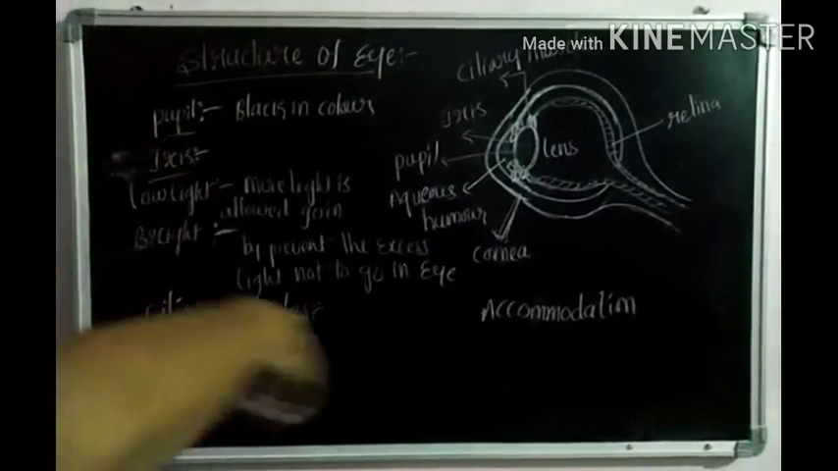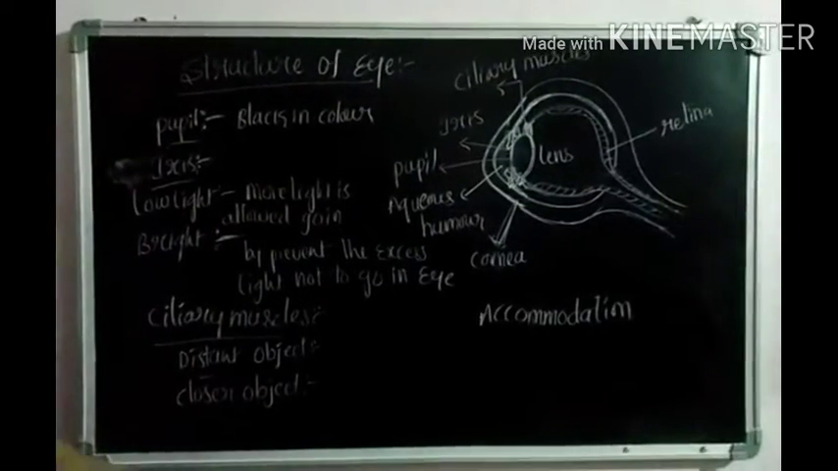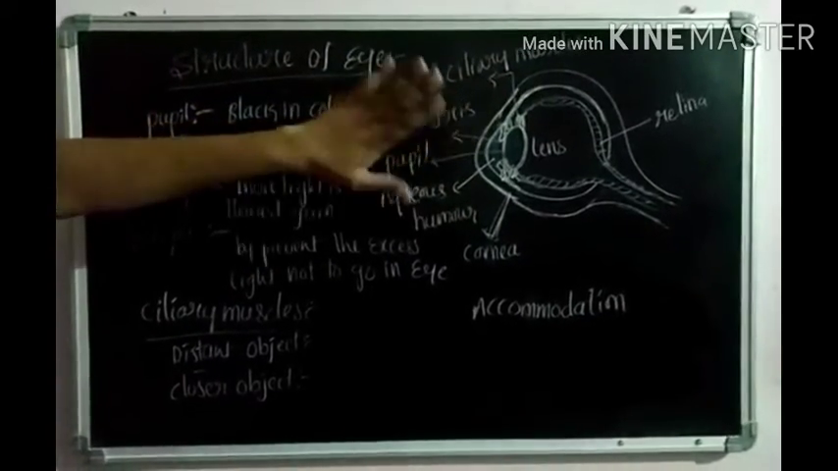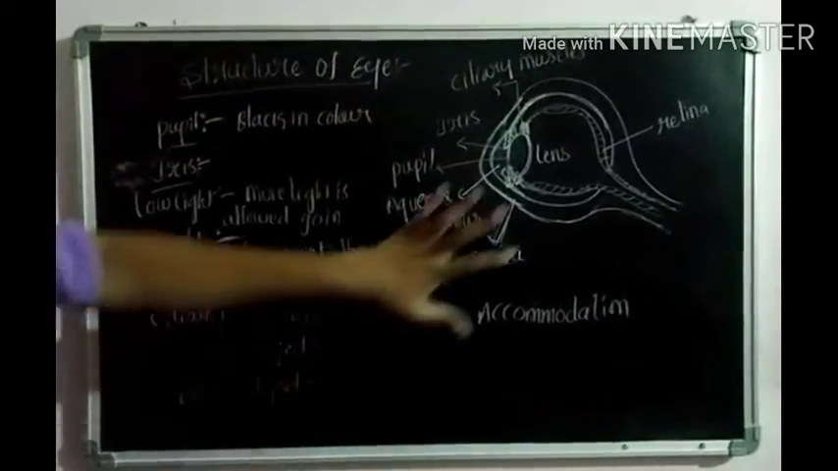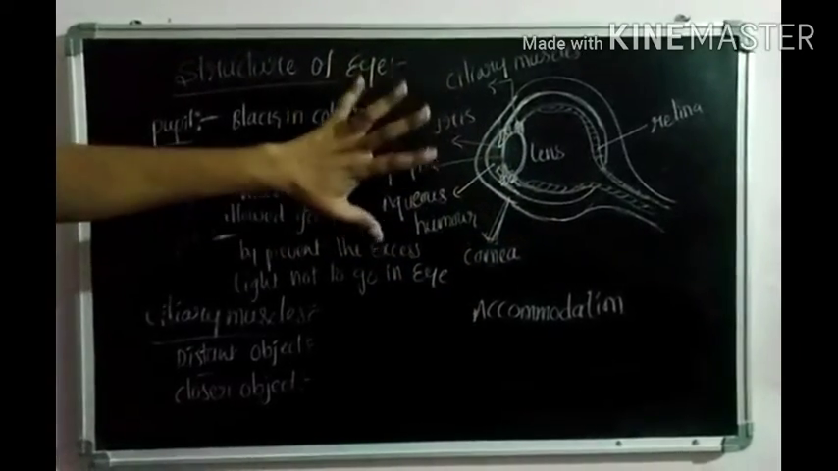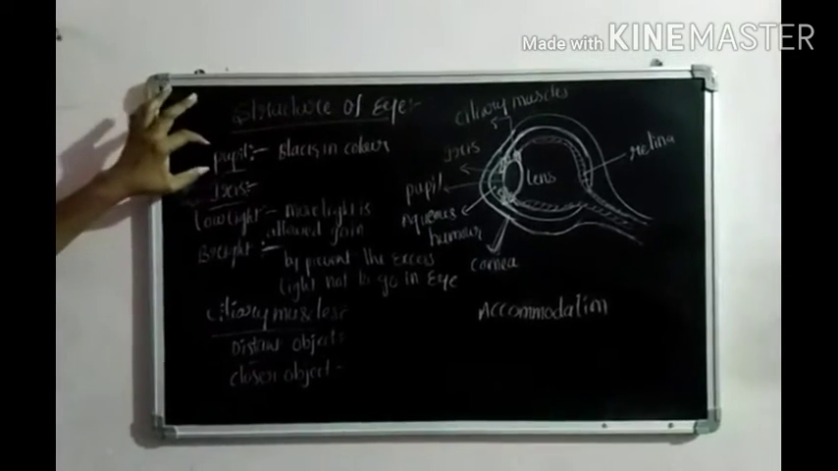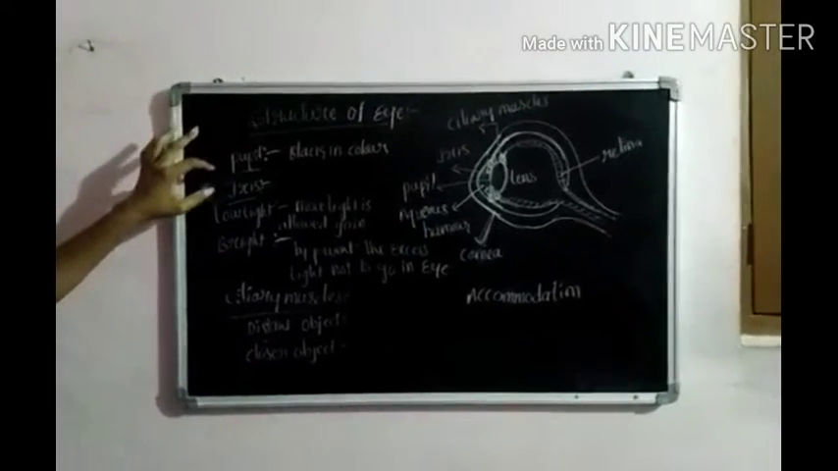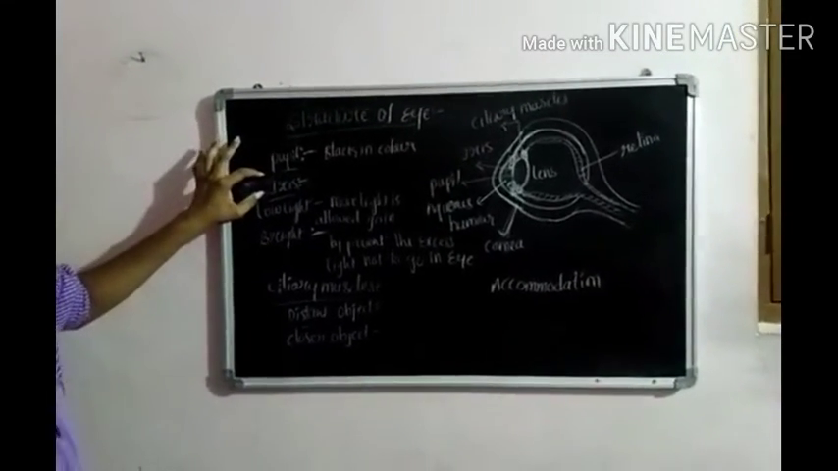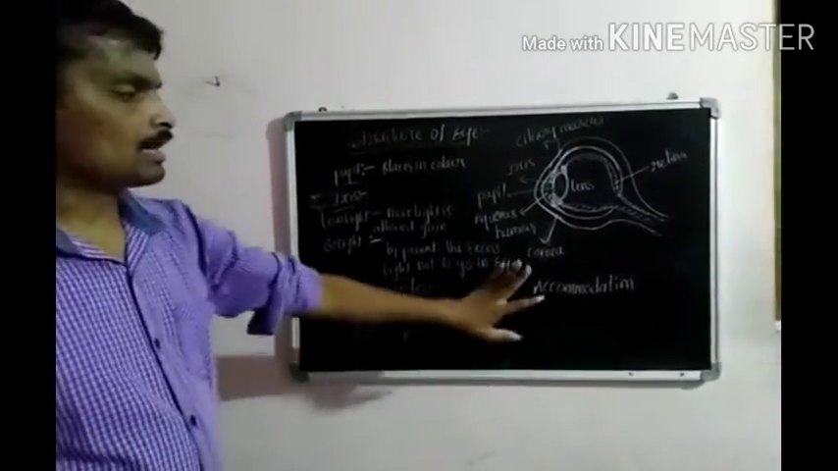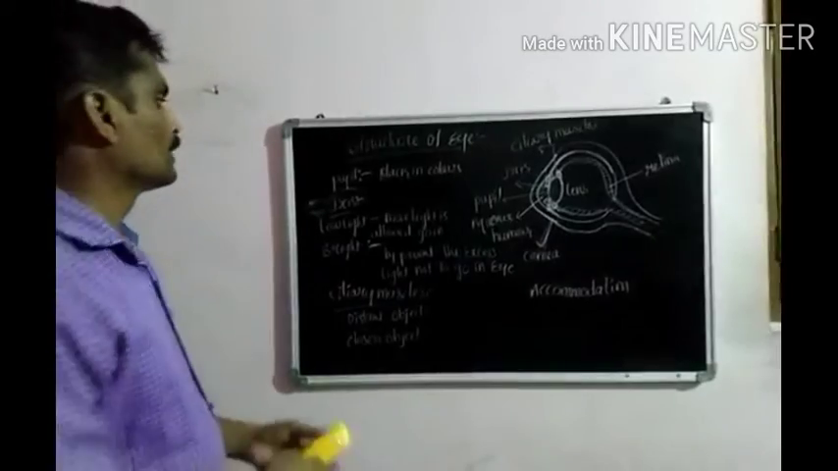For understanding this structure of eye, I will show one video. In this total topic, these are very important in the class. What is the working of pupil? What is the working of iris? What is the working of ciliary muscles? What is the accommodation of eye?